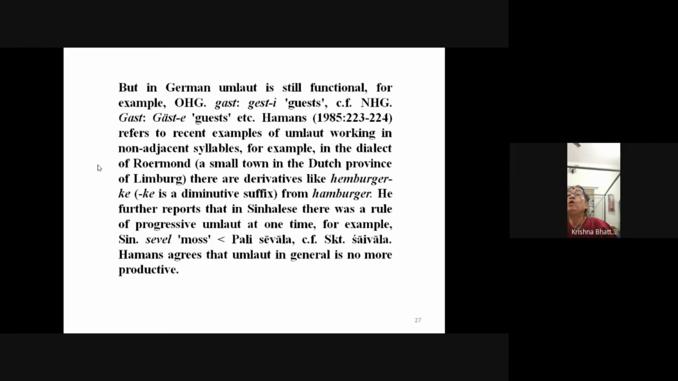It has come from Sevala in Pali, which is again derived from Sanskrit shaivala. In Pali, i changes to a, that is a historical phonological change. And then that a influences the a of the following syllable and it changes to e in Sinhali sevel. But Hammond agrees that umlaut in general is no more productive in Sinhala.